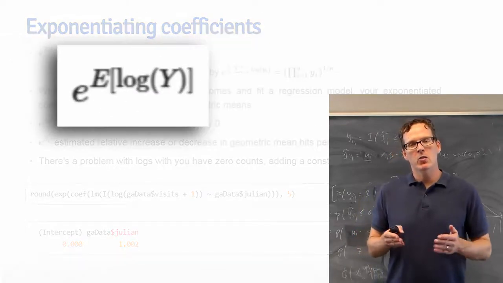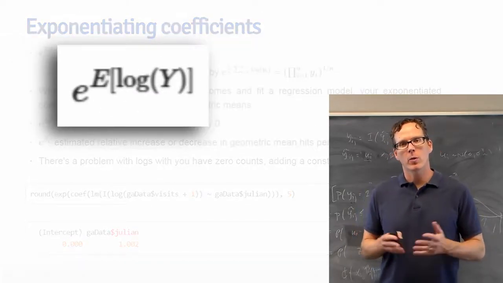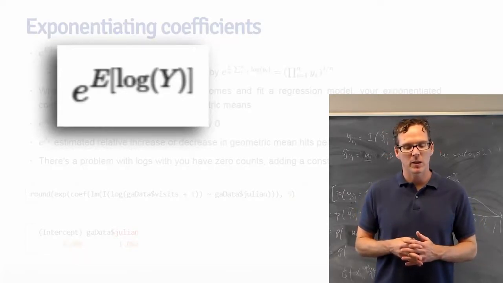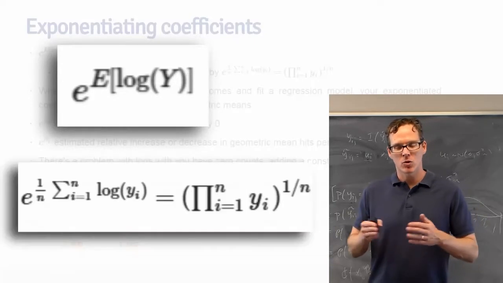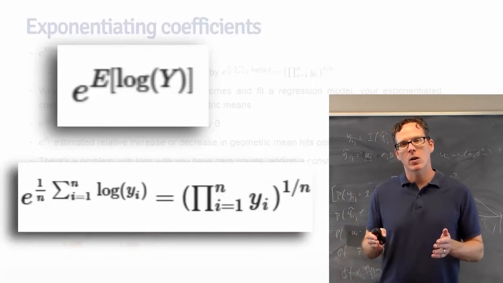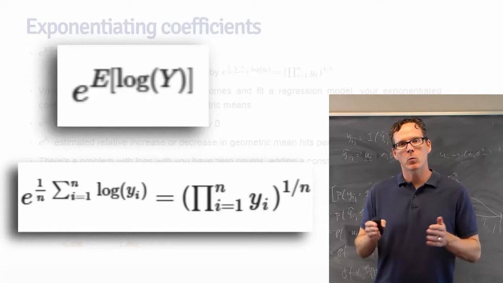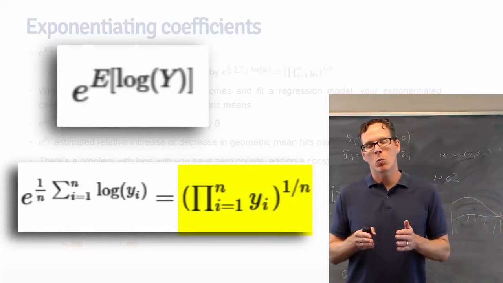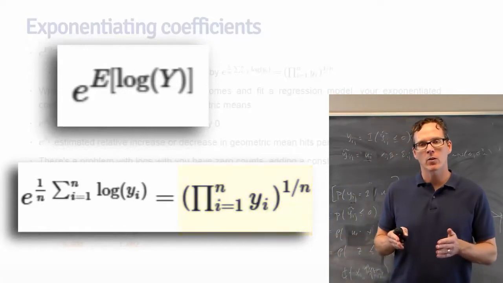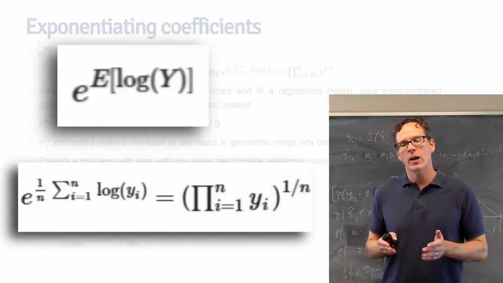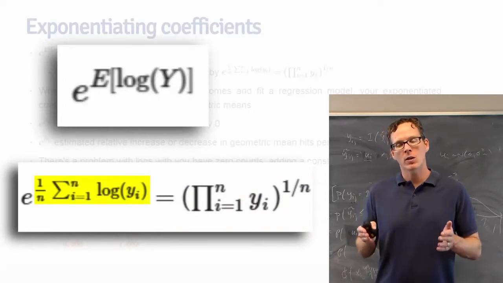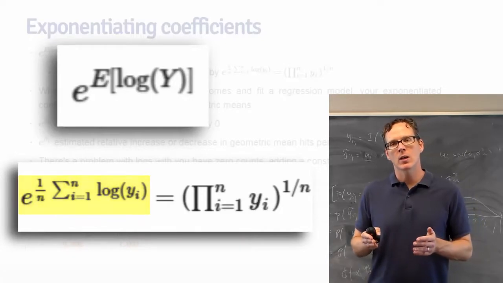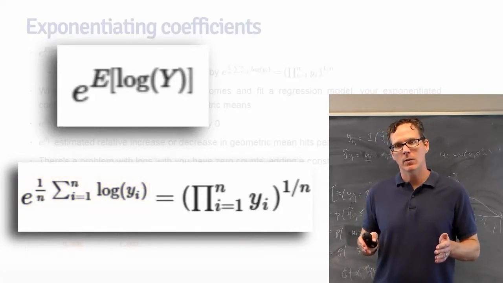The quantity e to the expected value of the log of a random variable is what I would call the population geometric mean. And the reason I would call it the population geometric mean is the empirical, or just geometric mean, is the product of a sample, product y_i, raised to the 1 over n power. So if we take a log of that, we get the arithmetic mean, the ordinary mean of the log data. So the geometric mean is just exponentiating the arithmetic mean of the log data.